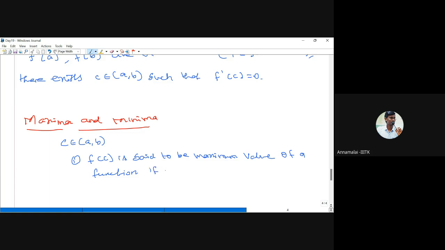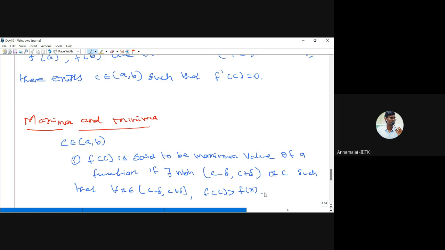If there is some neighborhood of C such that f of C is bigger than the value at any other point in it. So there exists some neighborhood, C minus h to C plus h, or C minus delta to C plus delta, some open interval of C. If we take any point x in the interval C minus delta to C plus delta, but x not equal to C, such that f of C is bigger than f of x, then we say f of C is the maximum value of the function.